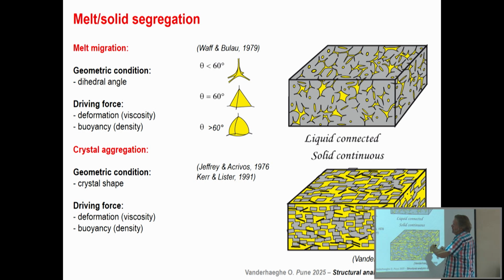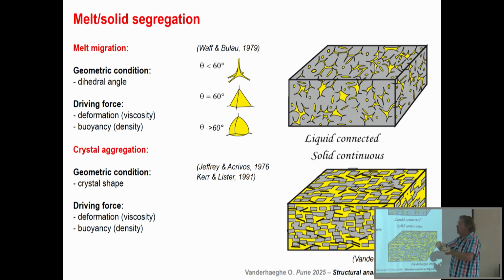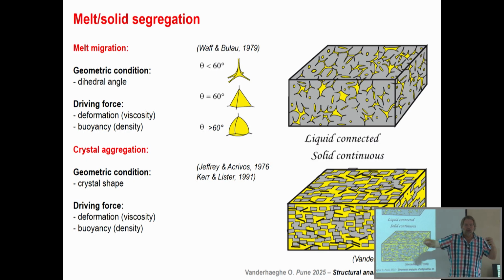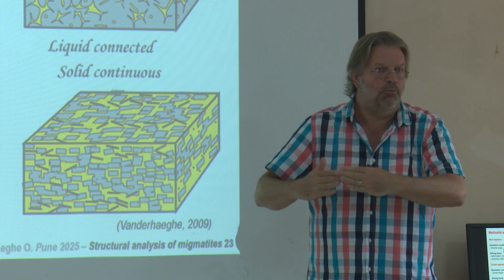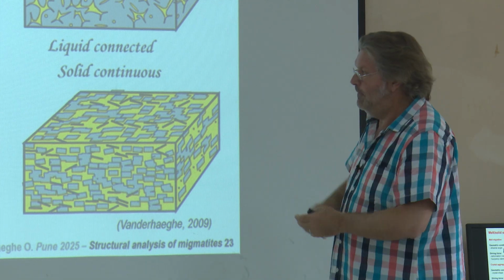On the other side, crystal aggregation is also controlled by the geometry, the shape of the crystals, and the more compact they are, the more crystals are needed to ensure a connectivity between them. If they are very elongated compared to their thickness, then they might contact for low crystalline proportion. So it's the same.